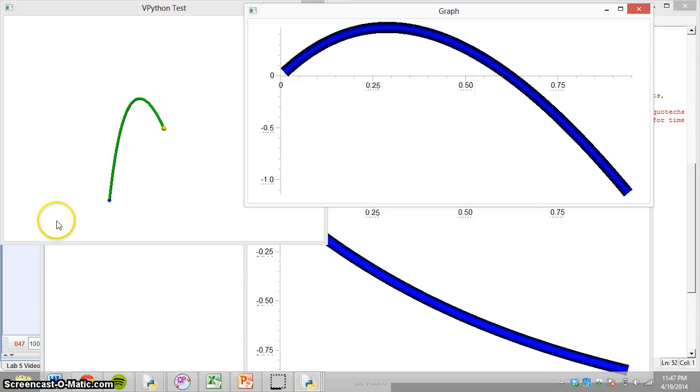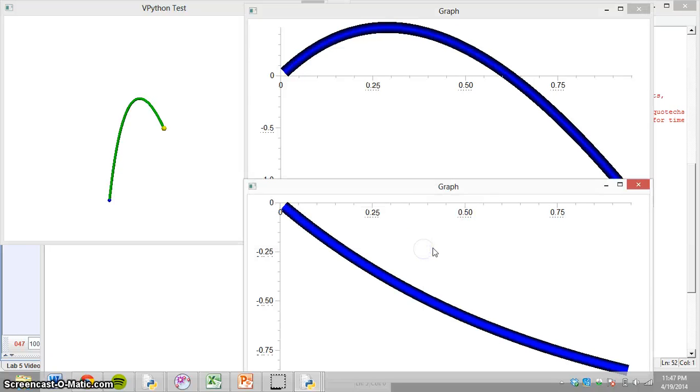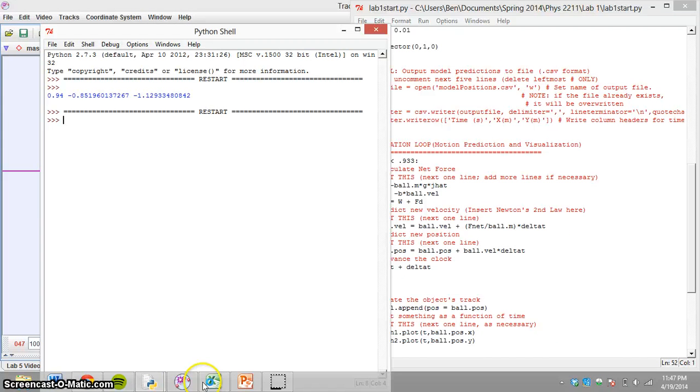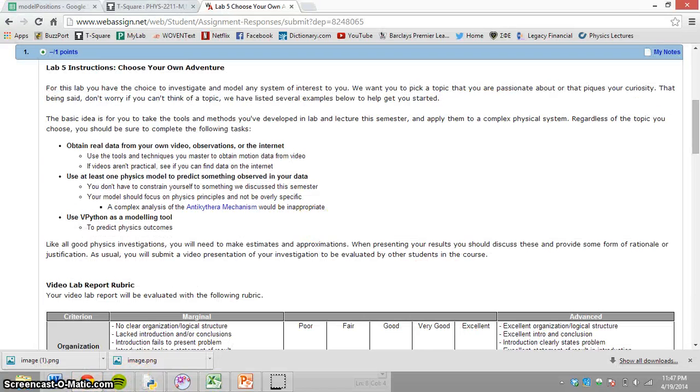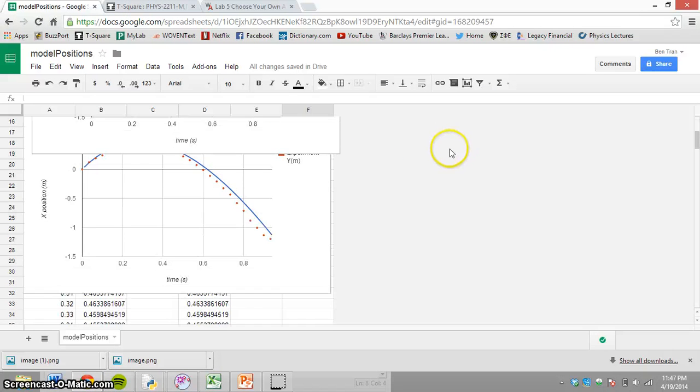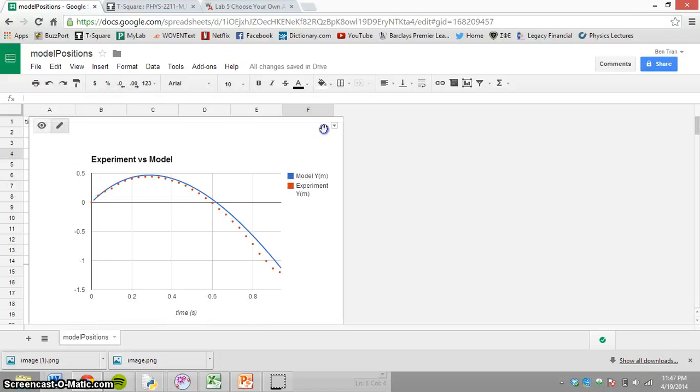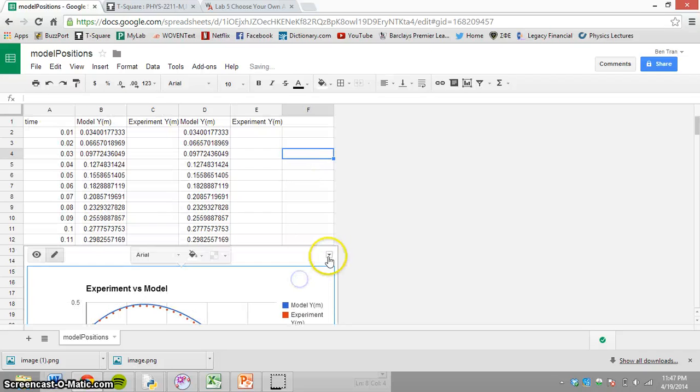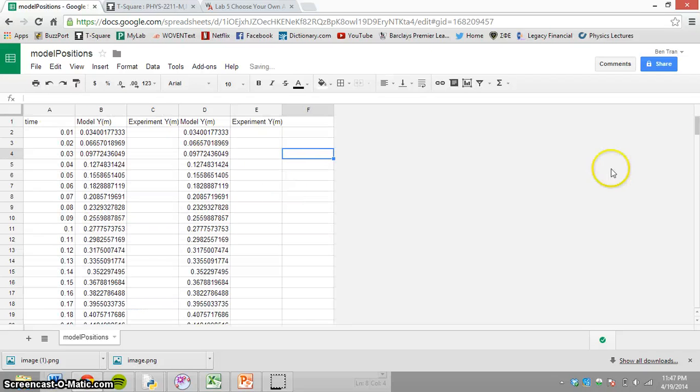Alright, you see the movement of the ball. The top graph right here shows the movement in the y direction. The bottom graph shows the movement in the x direction. Now we have our data right here.